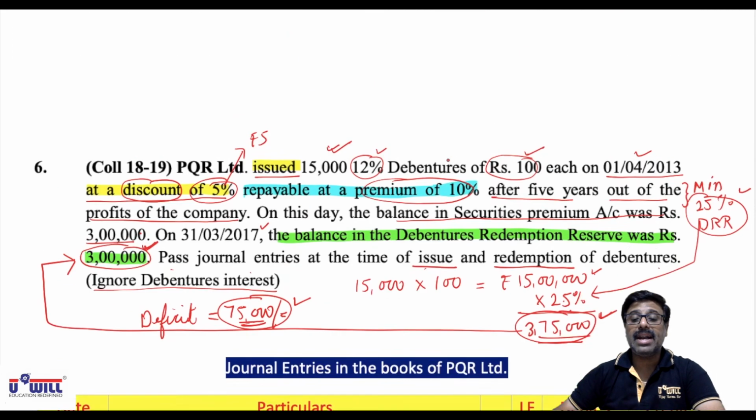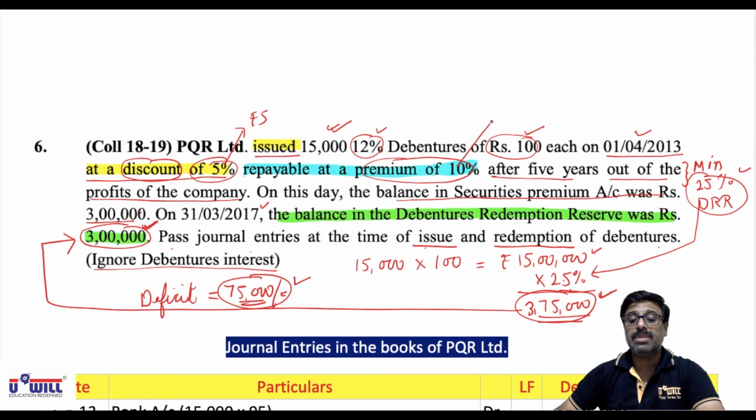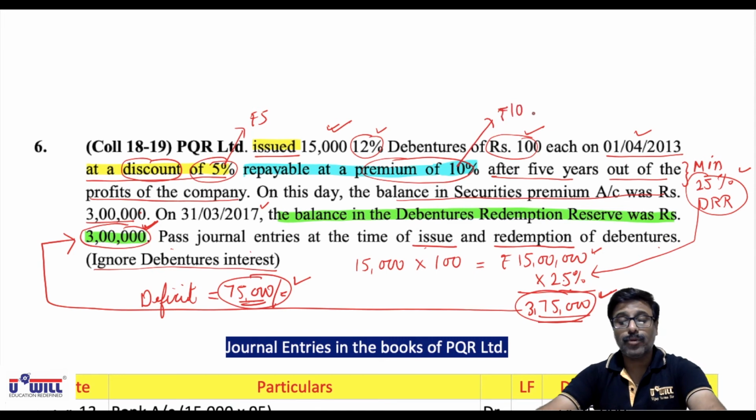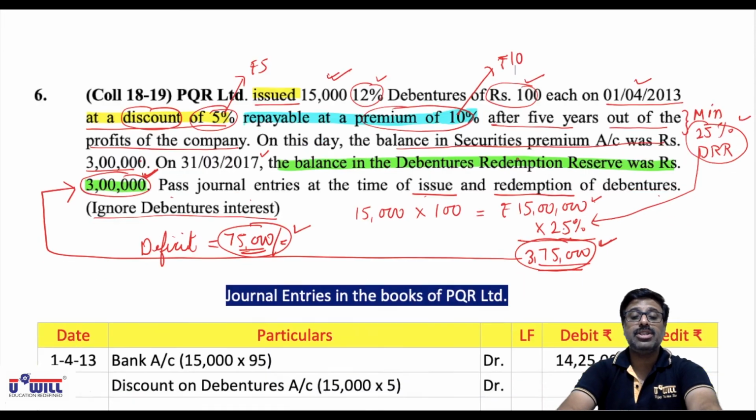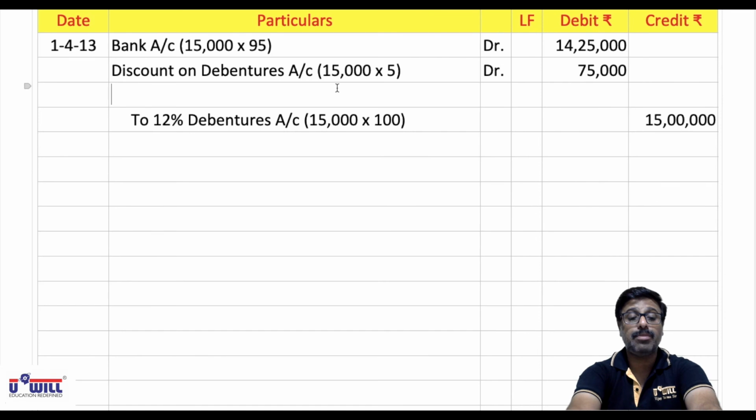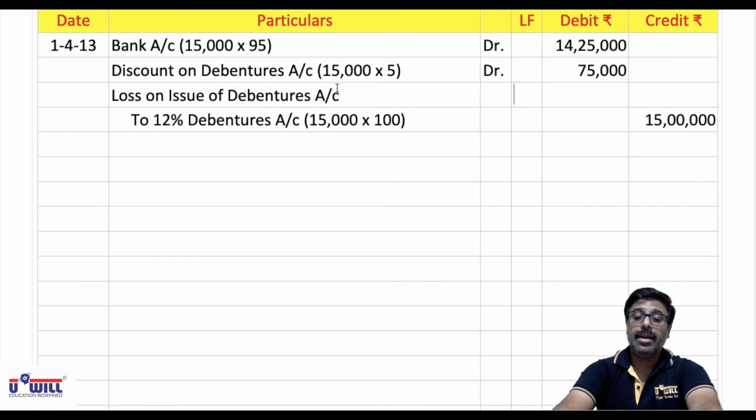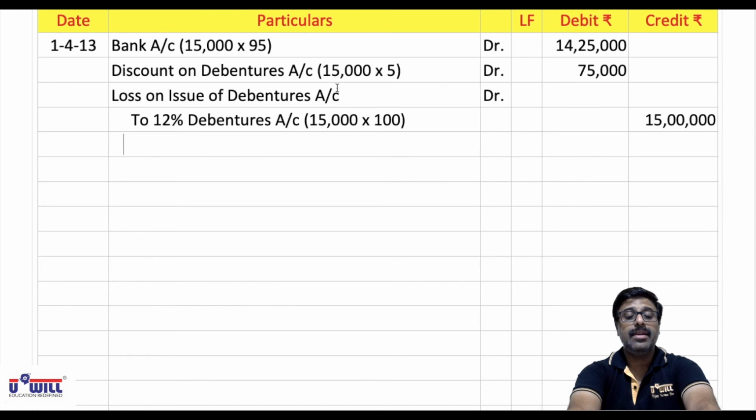Now they are to be repaid at a premium of 10%. 10% premium will be 10 rupees. So for redeeming the debentures at premium, what entry we have to combine as per the prudence concept? Okay, it is our loss, debit all expenses and losses. So loss on issue of debentures account debit, and in addition to loss, it is also our liability because we have to pay more amount when we redeem the debentures. So to premium on redemption account.